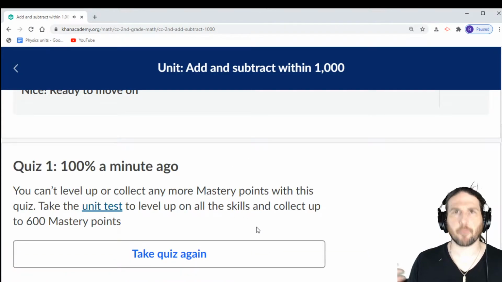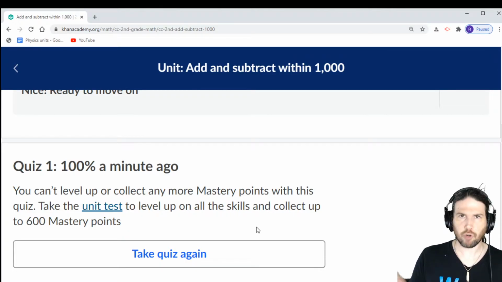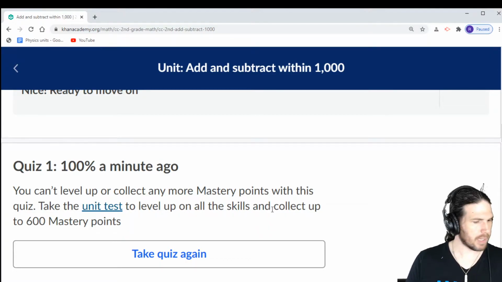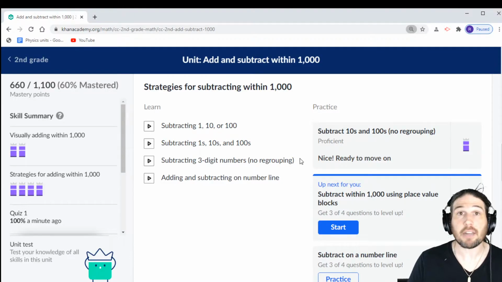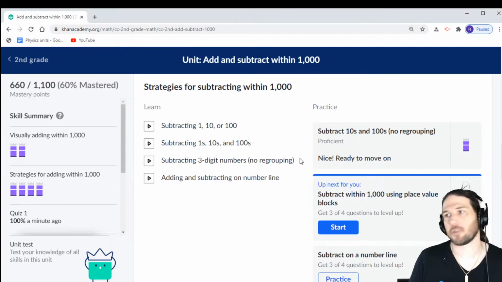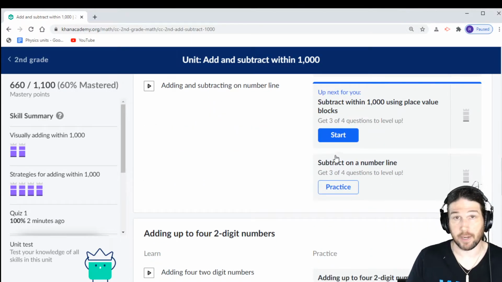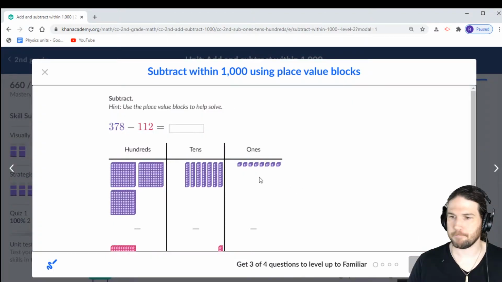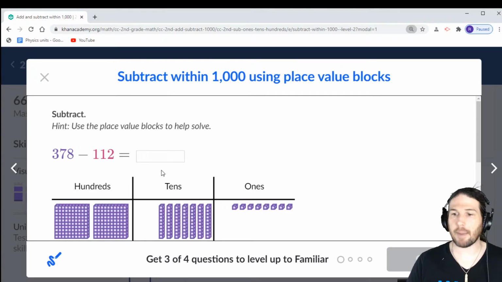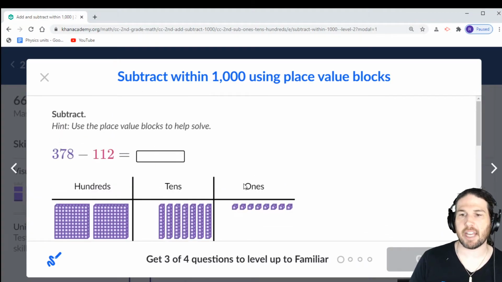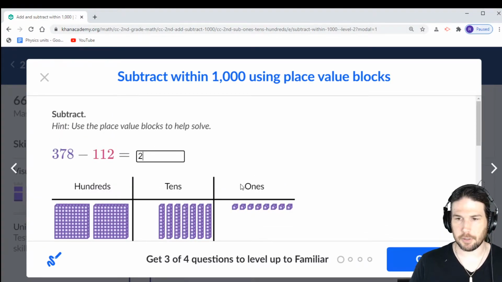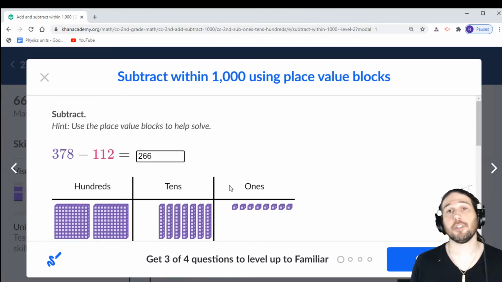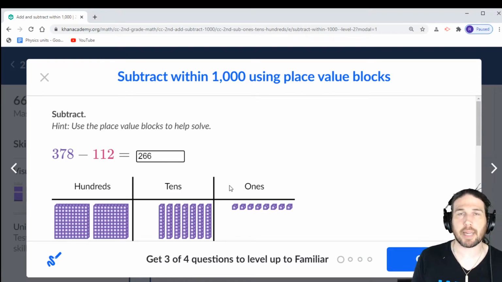As you can see, I'm really sort of rushing through subtraction because I strongly believe that if you can add, you can subtract, so there's really no point in belaboring the point, as it were. We've got some place value blocks. I'm not even going to look at the blocks. 378 minus 112 is 266. When you don't have to do any regrouping or any borrowing, it makes life so much easier, just like I've said in previous videos.